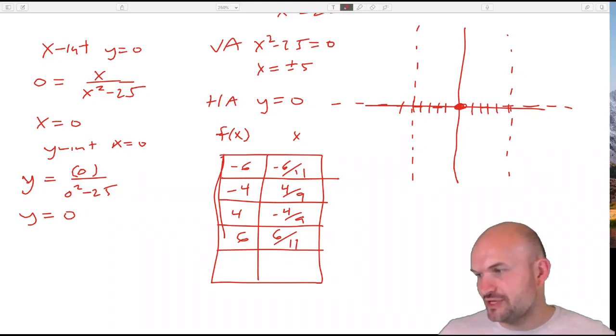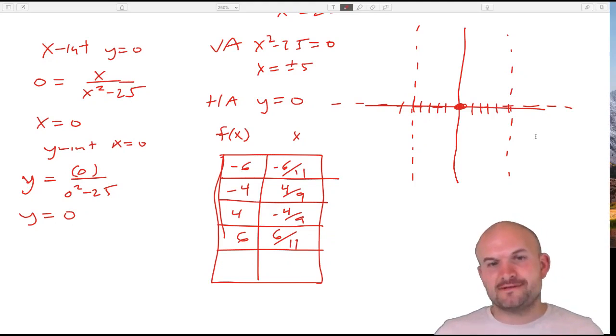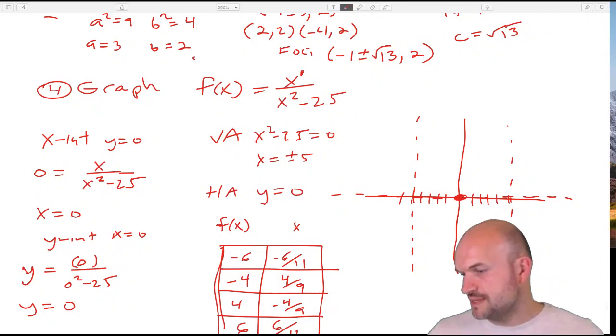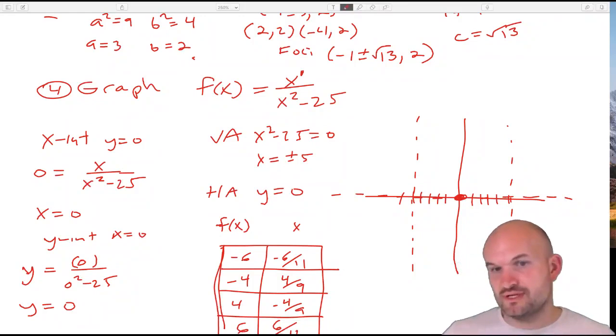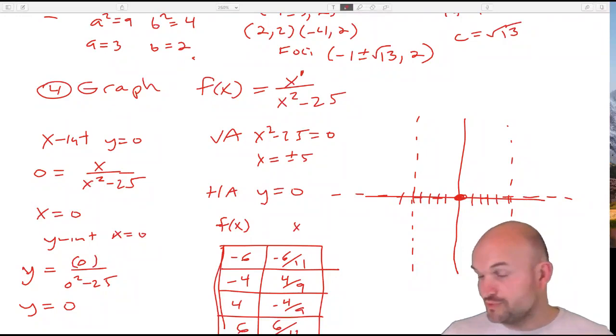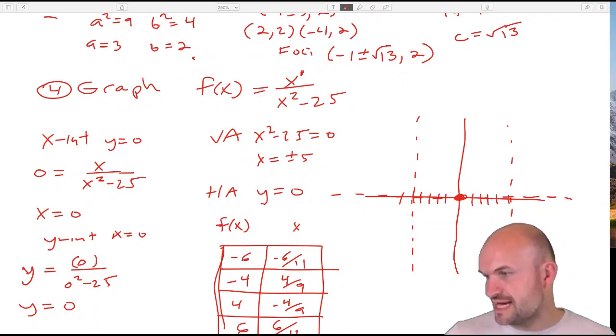The best thing to understand with this is that the function is going to be approaching the asymptotes, right? They can cross a horizontal asymptote. They're not going to cross a vertical asymptote, but they're always going to be approaching those asymptotes in the end behavior.